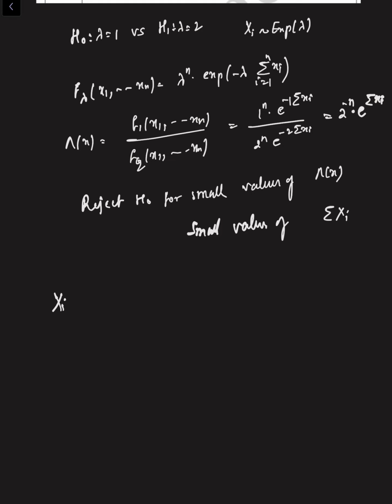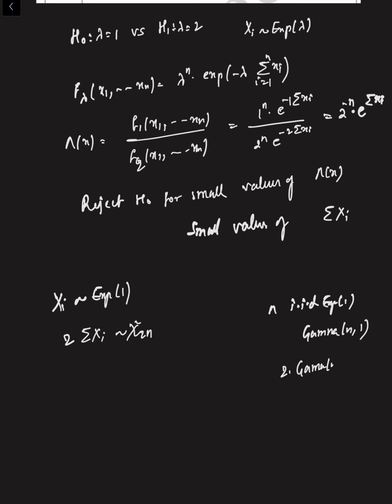So since Xi follows exponential with parameter 1, 2 times summation Xi follows chi-square with 2n degrees of freedom, because n IID exponential 1 variables will add up to gamma(n, 1), and 2 times gamma(n, 1) follows chi-square with 2n degrees of freedom.